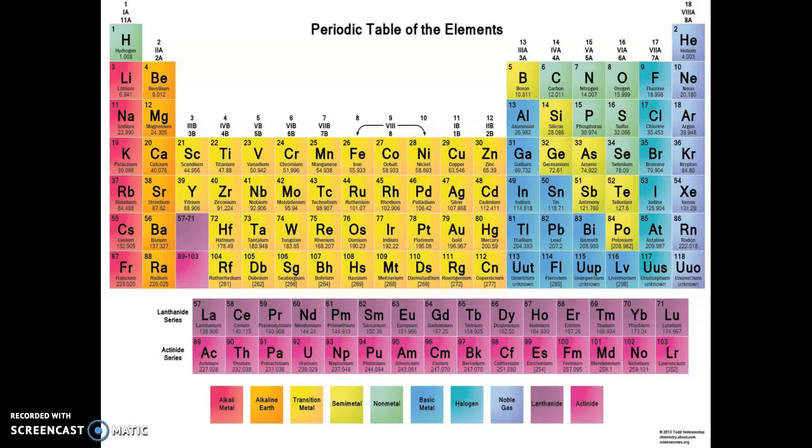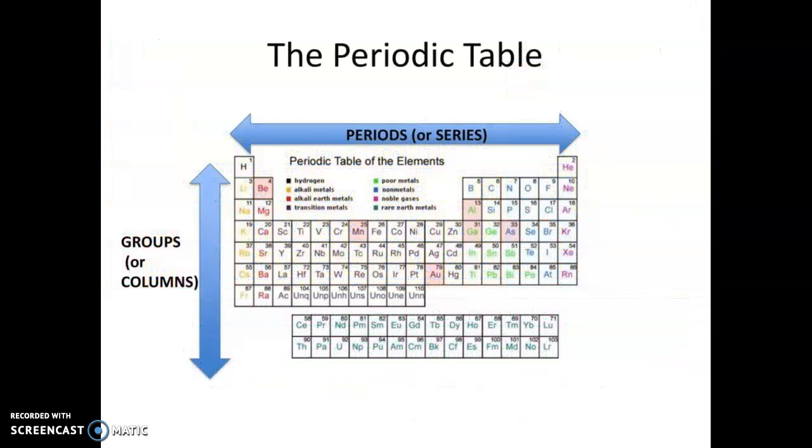Hello everyone, in this video I'm going to go over how we break down and organize the periodic table into two major concepts, and they're going to be called groups and periods. So let's get started. So first off, with this image you can see that you have a periodic table, and then I have two big arrows. One says periods and one says groups.